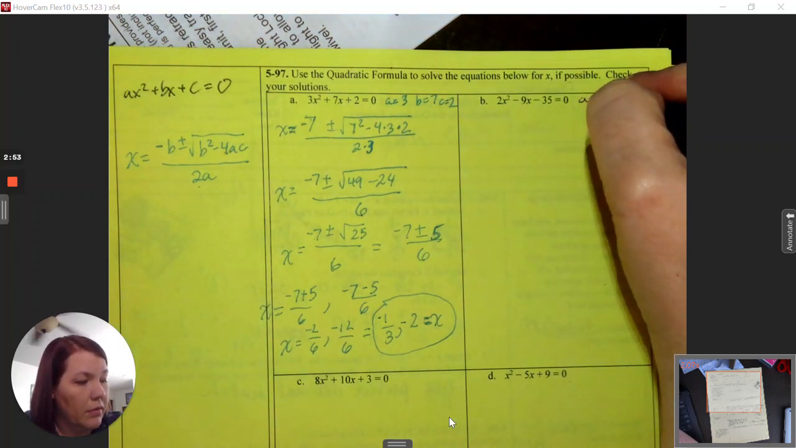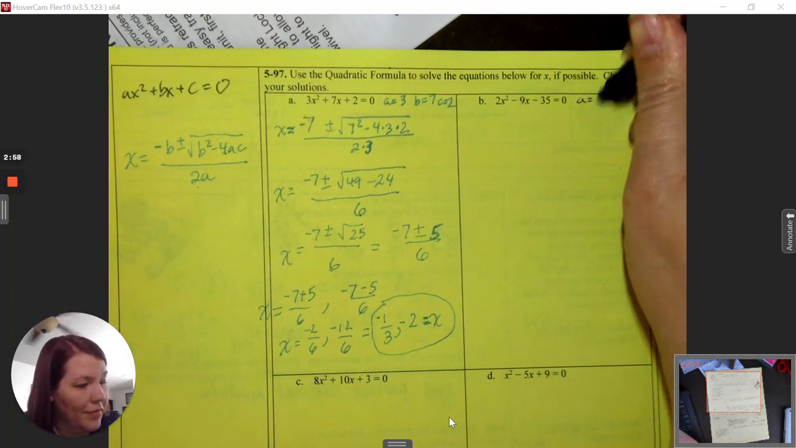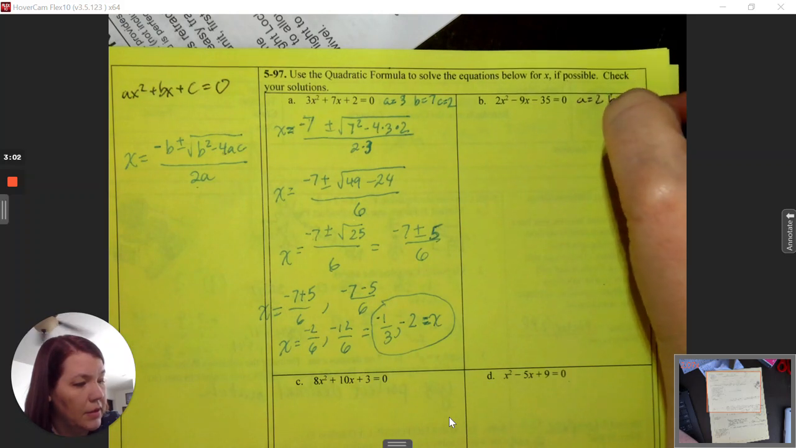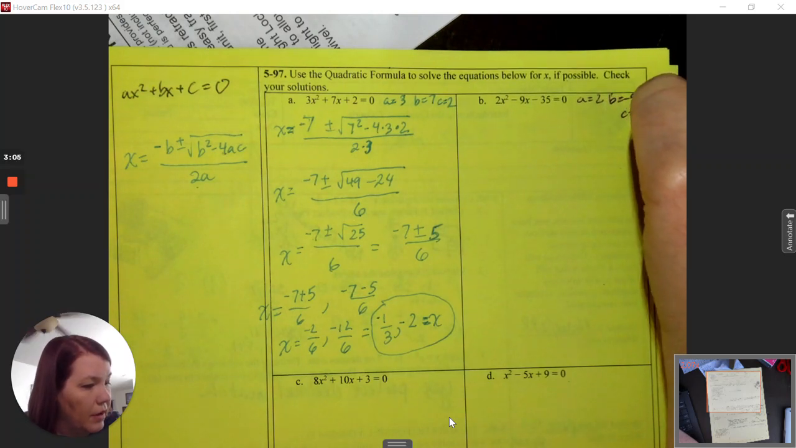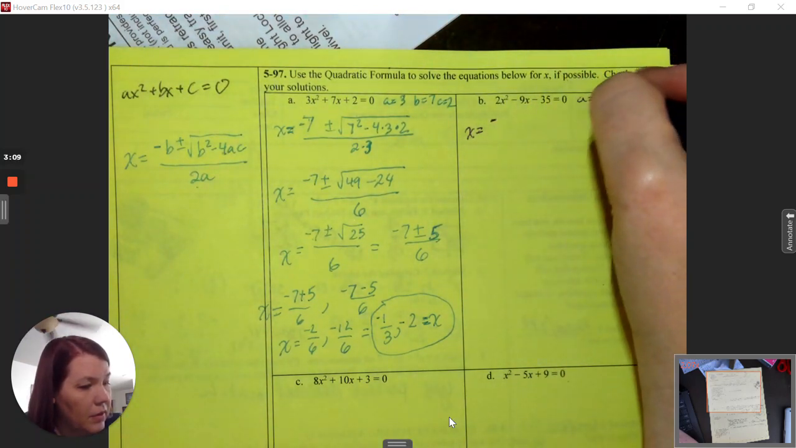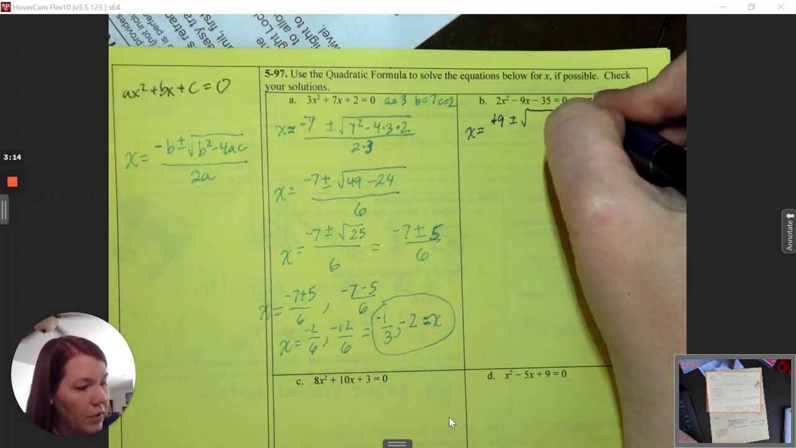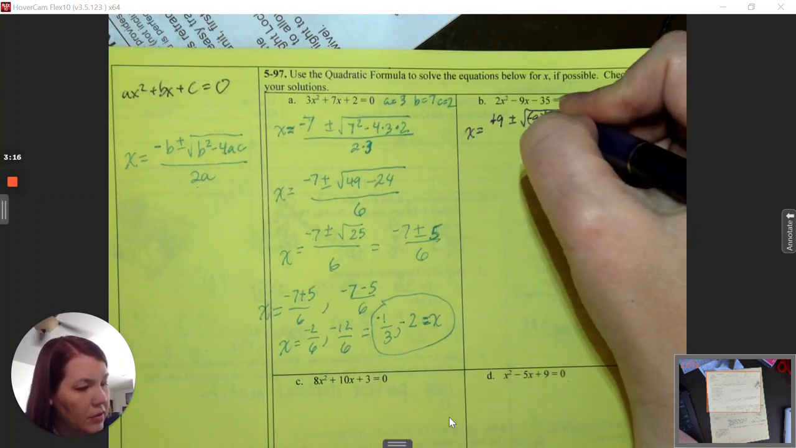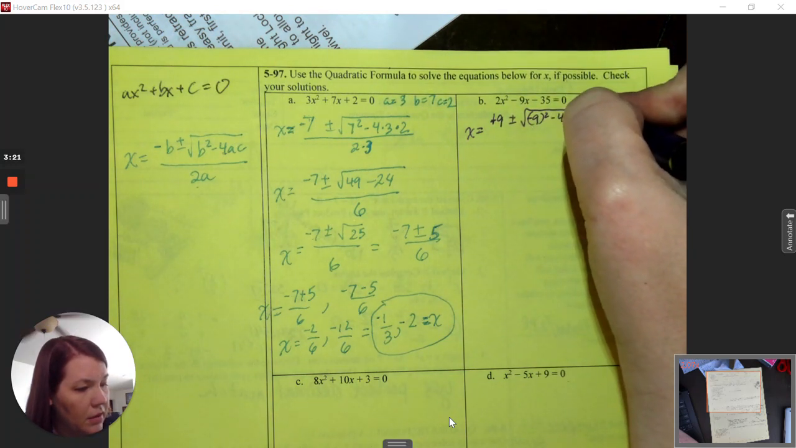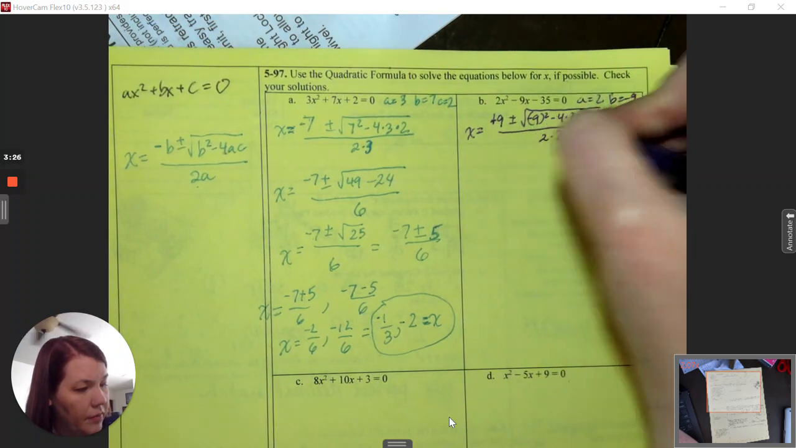ABC. A does not equal B. ABC. A is 2, B is negative 9, and C is negative 35. X equals the opposite of B, which in this case is positive 9, plus or minus the square root of negative 9 squared minus 4 times A times C, all over 2 times A.